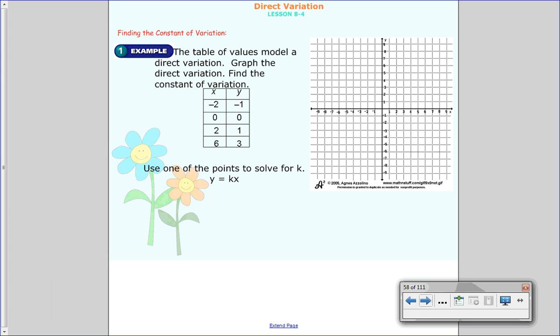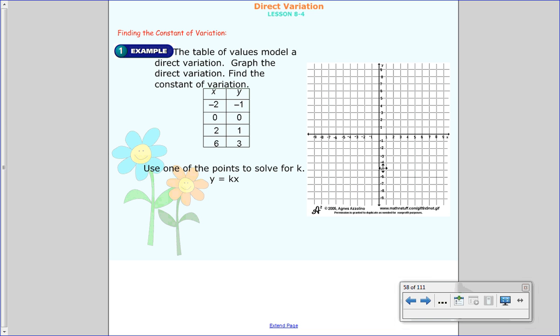This table of values models a direct variation. Graph the direct variation and then find the constant. So that's our first job. We need to graph these points to find the constant, or really the slope of the line. We know how to graph them. You start with the x-axis, and I'm going to do -2, -1, then 0, 0, 2, 1, and then 6, 3.